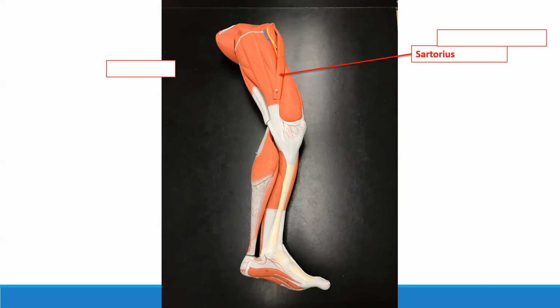We use the sartorius muscle to stabilize our thigh when we sit cross-legged on the floor or on the ground, or at the beach, or in a big chair, or on the sofa. We sit cross-legged. We use the sartorius. We use this strap to stabilize our thigh, to allow our thigh to do that.